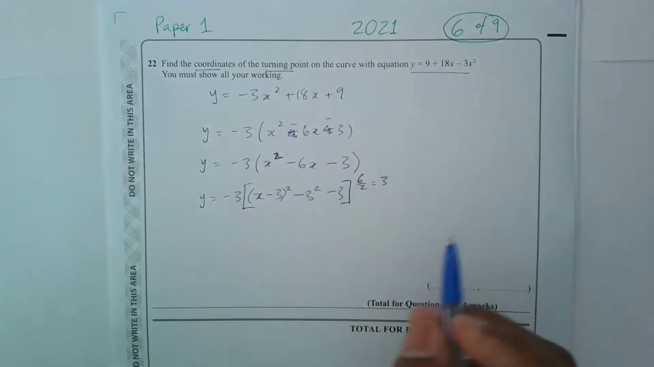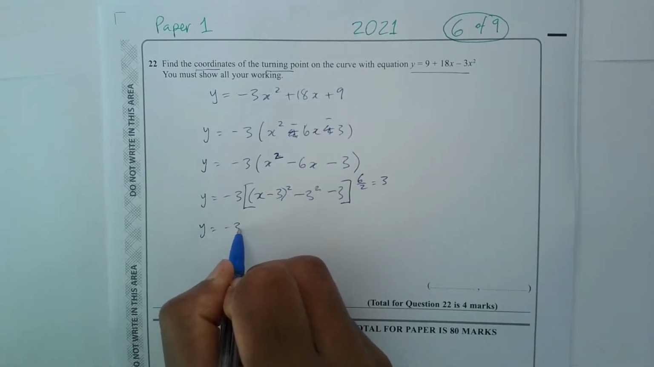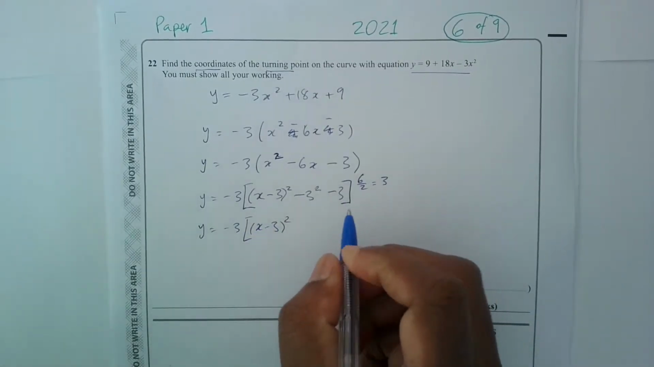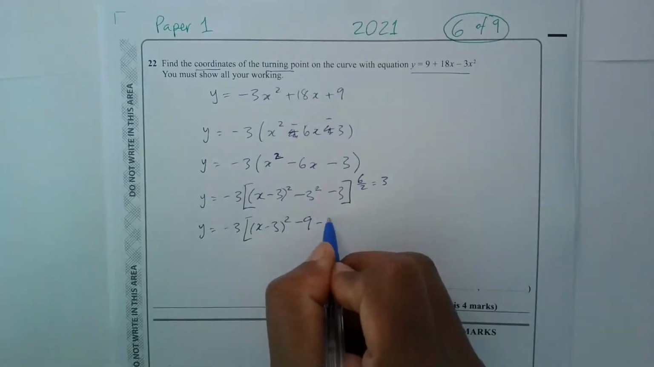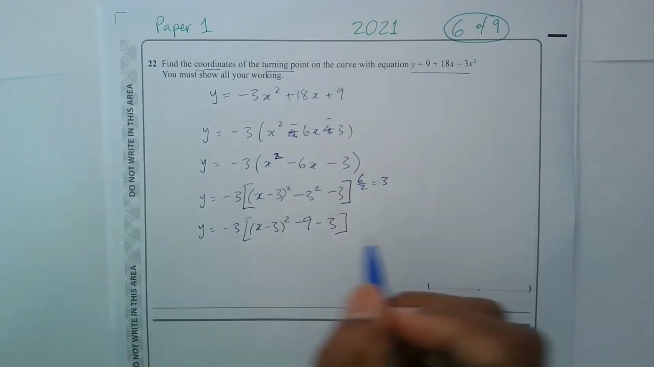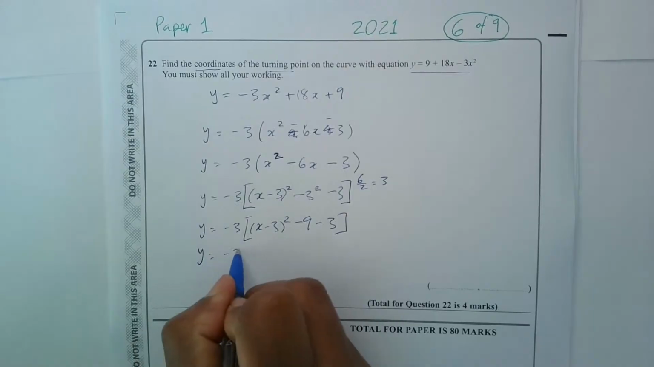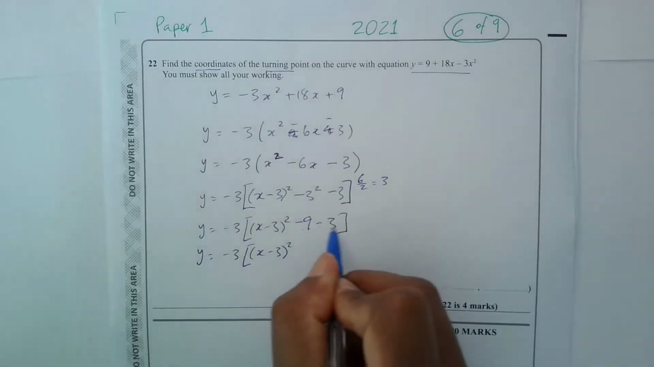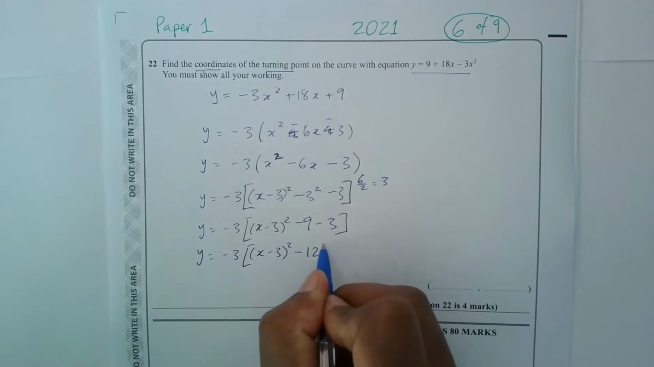Okay, now I can continue simplifying. Minus 3, x minus 3, all squared, minus 3 squared is 9, minus 9 take away 3. So now that gives me x minus 3 all squared, minus 9 take away 3 is minus 12.